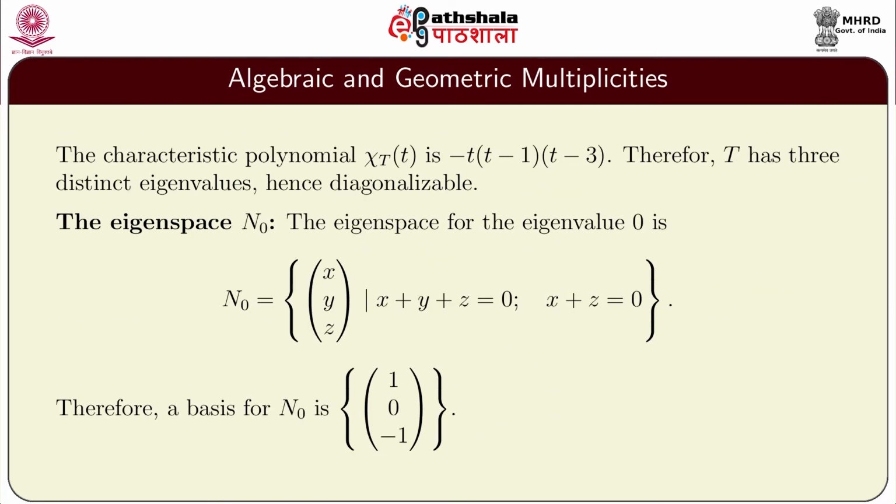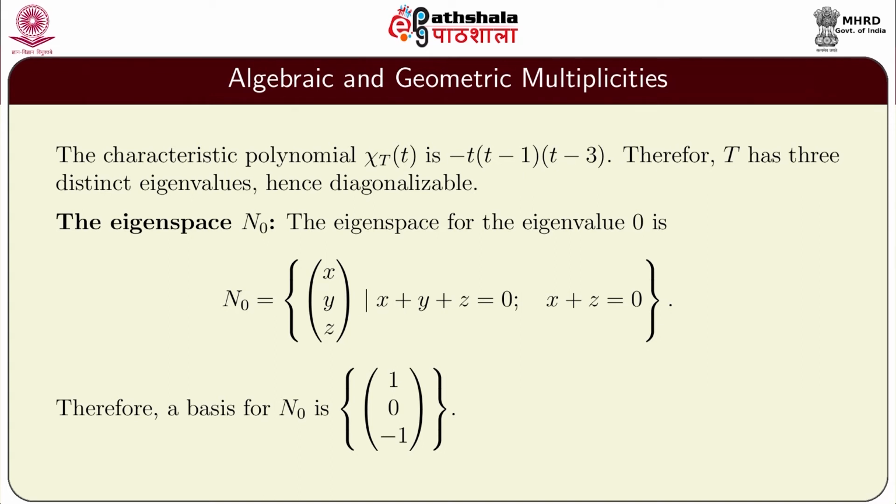Therefore, the characteristic polynomial chi_T(t) is minus t multiplied by (t minus 1) multiplied by (t minus 3). Therefore, T has 3 distinct eigenvalues, namely 0, 1 and 3, and therefore, by a previous theorem that we proved, it is diagonalizable. Let us actually calculate an eigenbasis. So, there would be 3 eigenspaces for 3 distinct eigenvalues 0, 1 and 3.